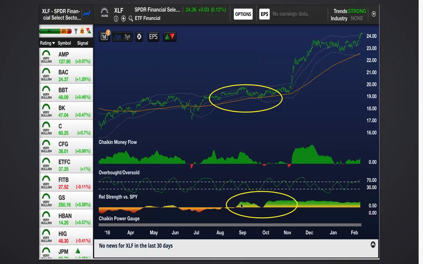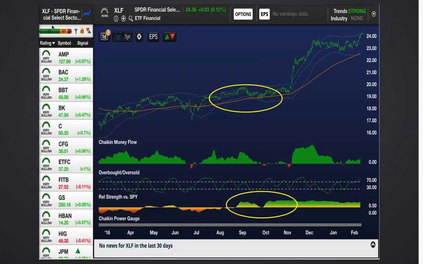We have our relative strength indicator that shows that the financial sector had a bullish personality change back in August. And interestingly, that was when interest rates started to go up, which helps the financial sector. So it all made sense. And it was outperforming the market even before the presidential election.